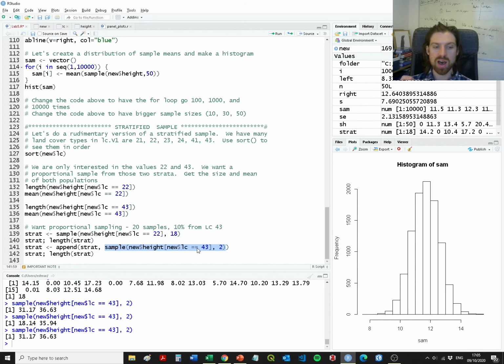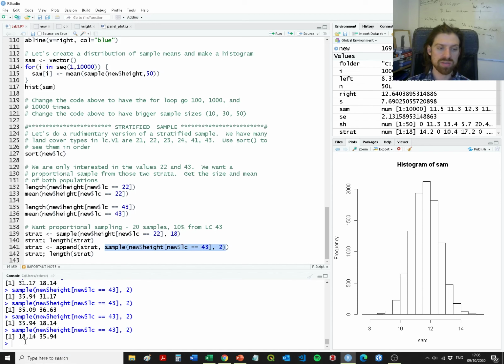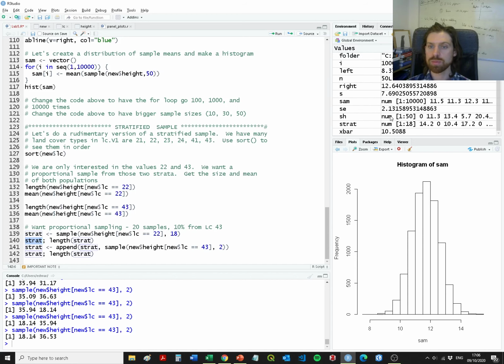I'm just running it now so that you can see each time I press Control Enter, it's taking 2 random samples from that land cover type 43, returning the heights. So we're getting 35 and 18 quite often. And as we've already added this stratified sample to the environment up here, we've got 18 values, we're able just to append that vector by adding the 2 new values on the end of it. So let's see if we can do that now.